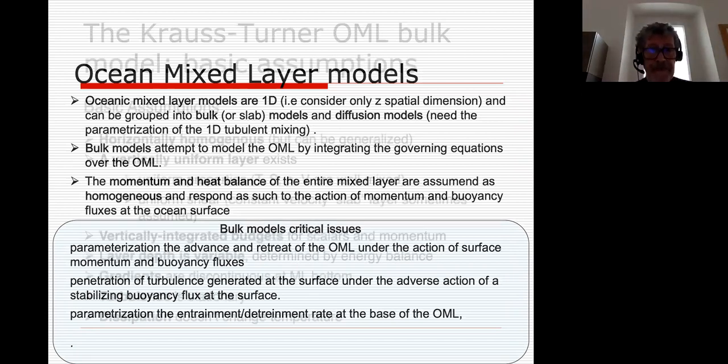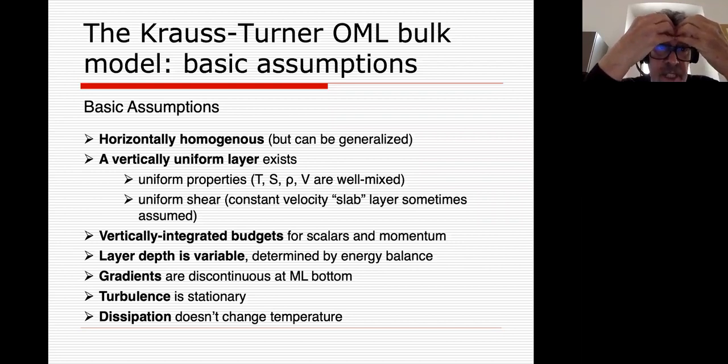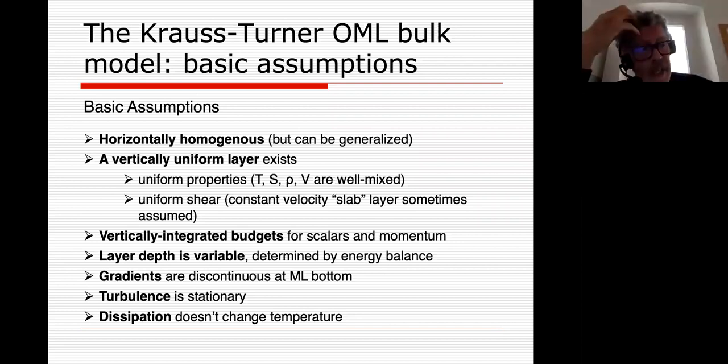And I want to discuss with you one of the most famous bulk models for the mixed layer. This is called the Kraus-Turner bulk model, from the authors, that was originally proposed in a seminal paper of 1967.